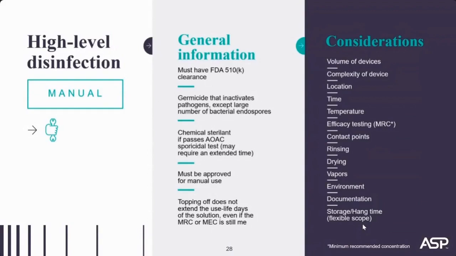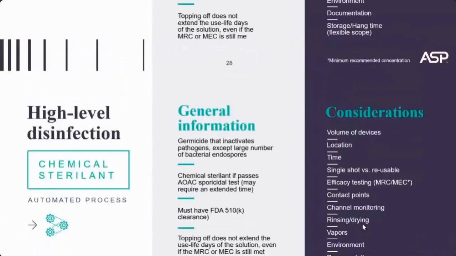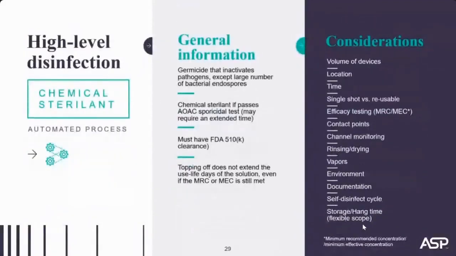Manual documentation will need to be performed. Can you capture and ensure that it is done correctly each and every time? Anytime we can automate the process, decision-making or subjectivity gets removed. The same general information applies to an automated process as it does a manual process.